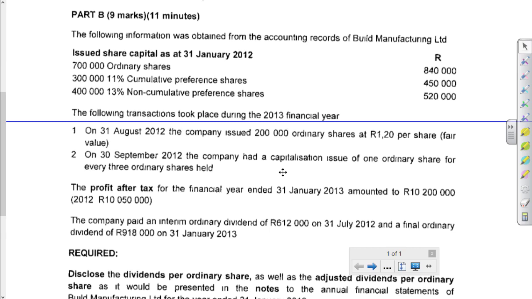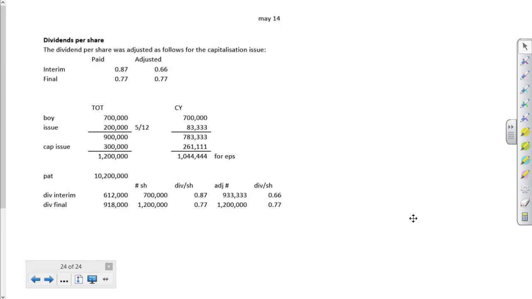I'm going to go make a copy of the paper for you then. Is that what you got? Okay, so we have a quick look.